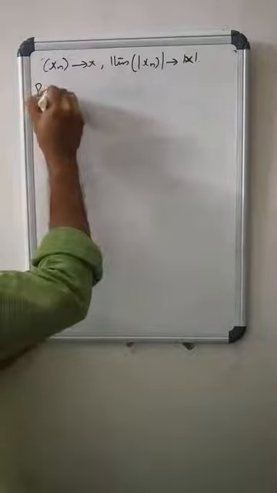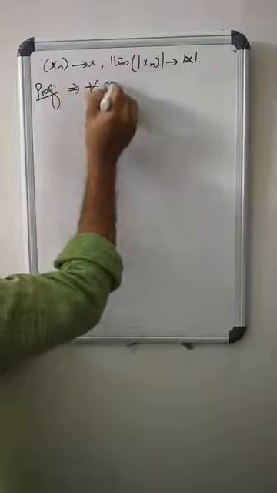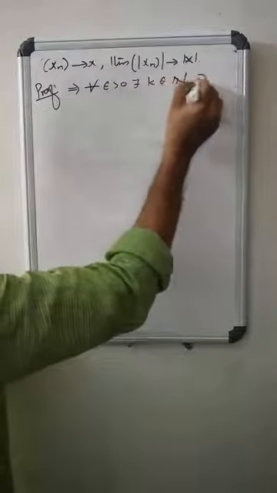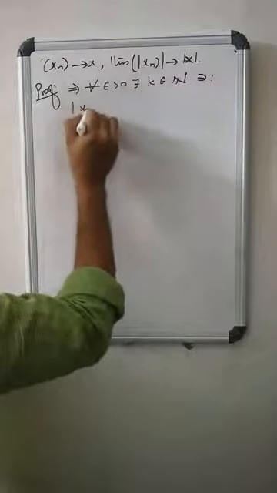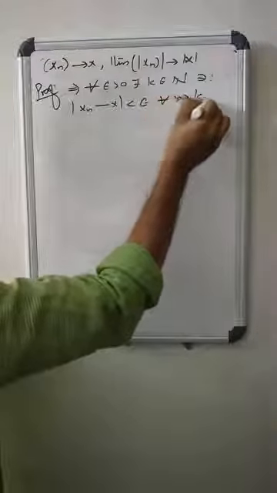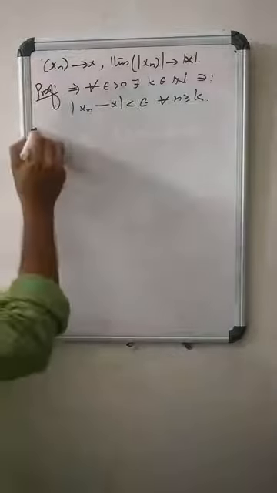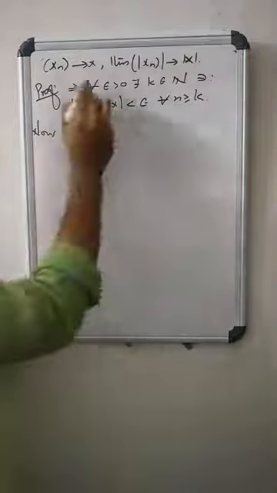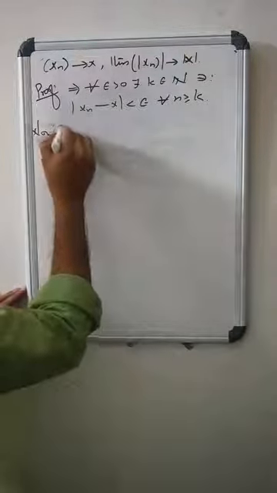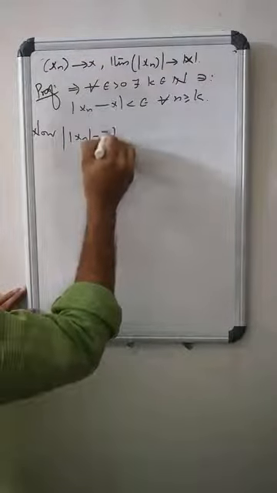For (xn) converges to x means for all epsilon positive, there exists a natural number k such that |xn - x| < epsilon for all n greater than or equal to k, by the definition of convergence. Now, we have to show that |xn| converges to |x|. How? Consider ||xn| - |x||.